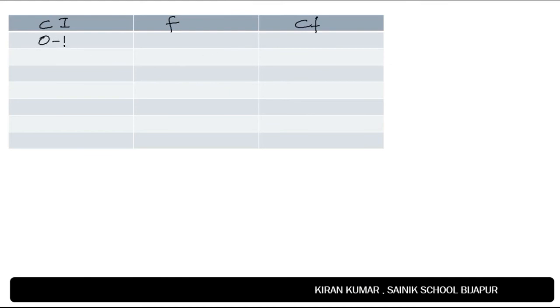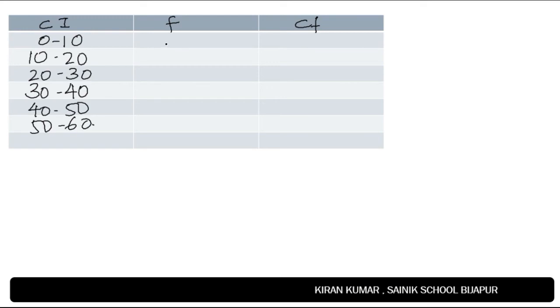The class intervals are 0 to 10, 10 to 20, 20 to 30, 30 to 40, 40 to 50, and 50 to 60. And the frequencies are 5, x, 20, 15, y, 5. They have given the total, so let's mention the total also. It's sigma fi, it's nothing but n value, which is 60.